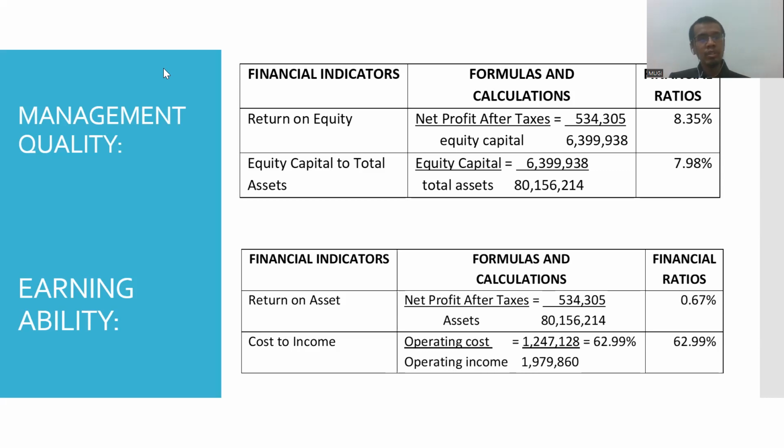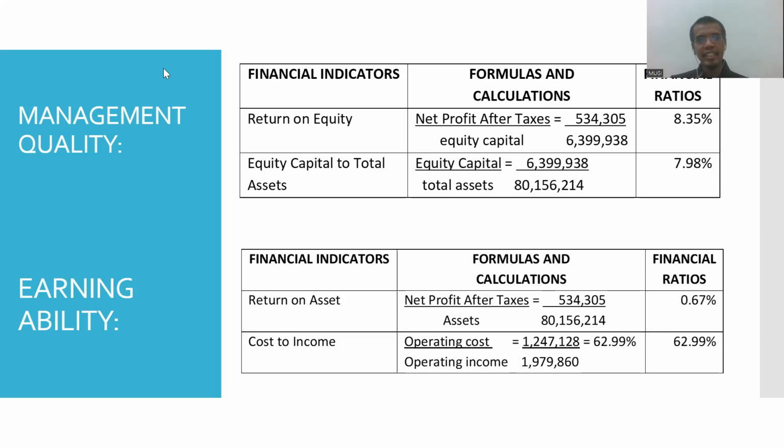I think it's quite good, because it reflects that if you have money and invest in Bank Islam Malaysia Berhad, you will get 8.35% as a return, and it's above the inflation rate. So you get extra money above the inflation rate.